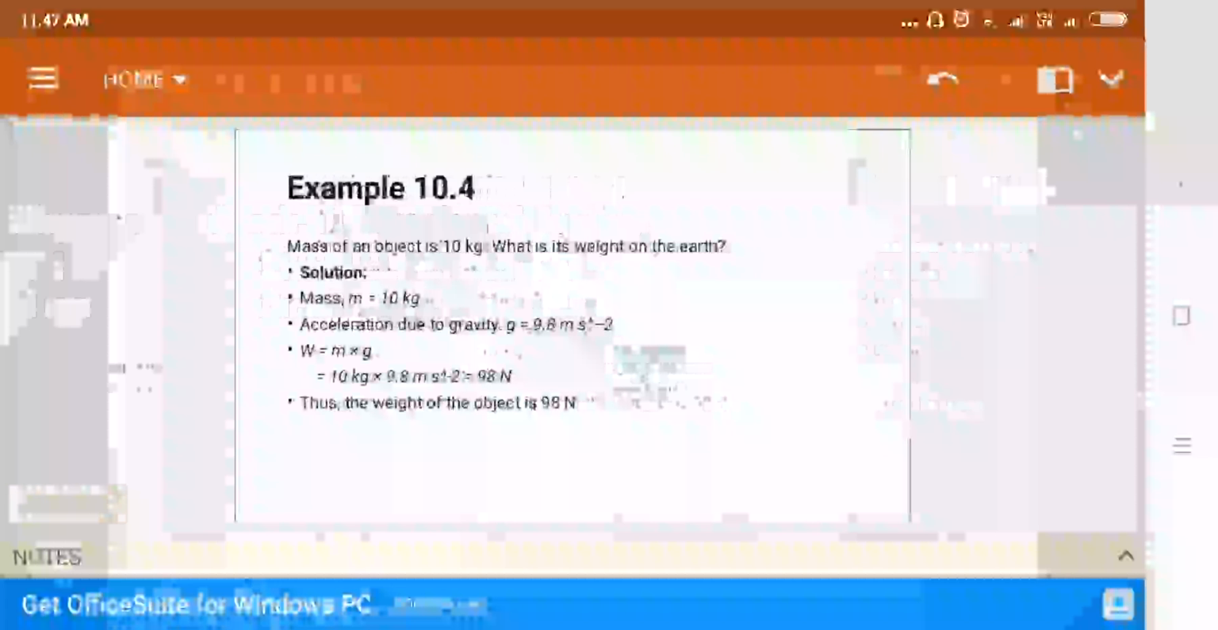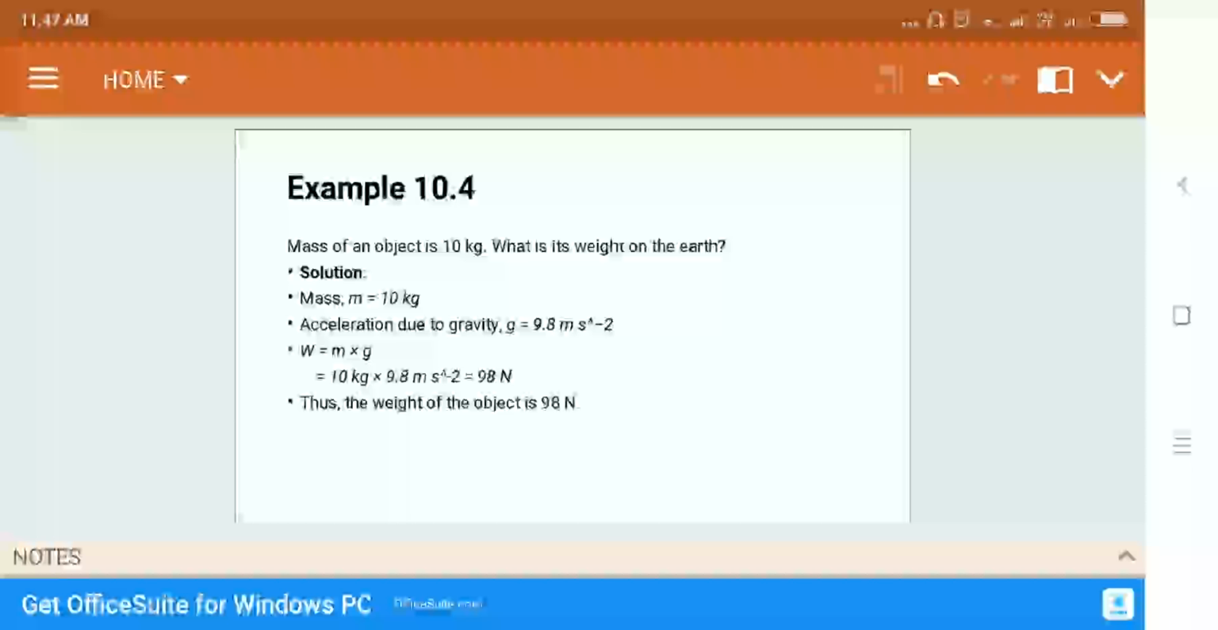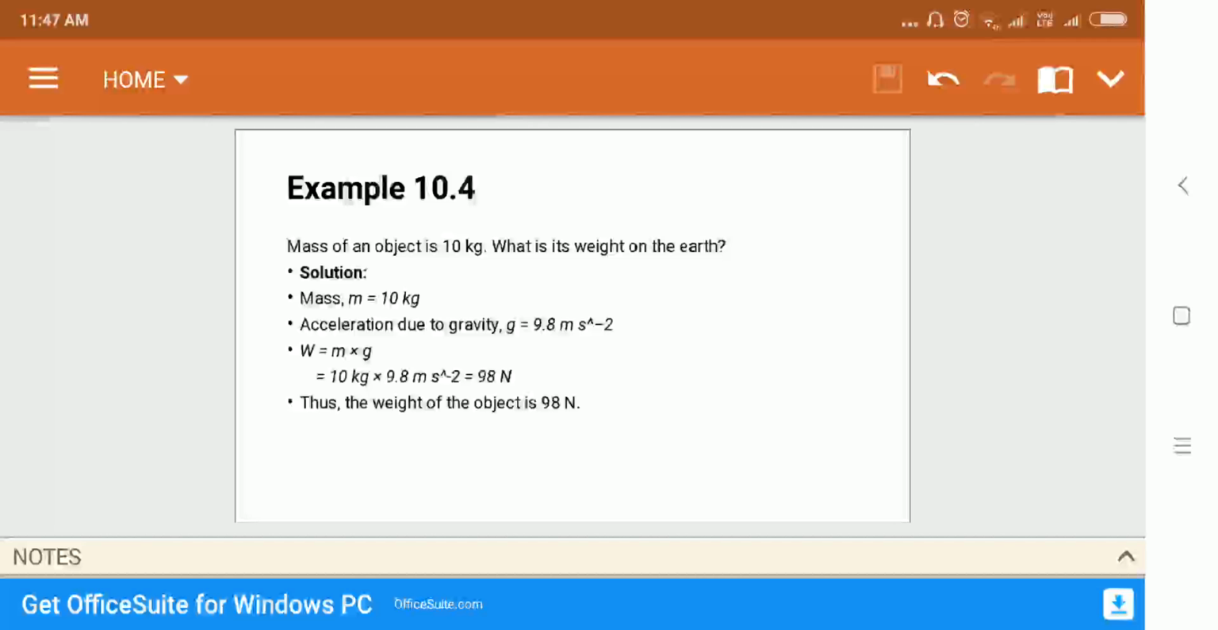Let us start our session with an example based on the content we referred to in the previous session, about the weight of the moon and the weight of an object on the moon and the earth. Here the example is given: the mass of an object is 10 kilogram. What is the weight of the object on the earth? So the mass of the object, small m, is given as 10 kilogram.